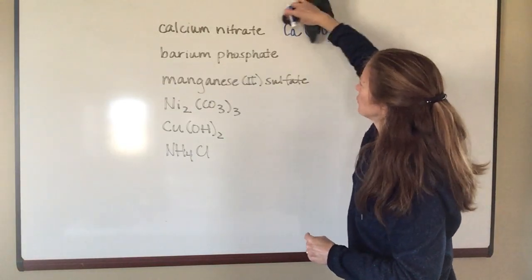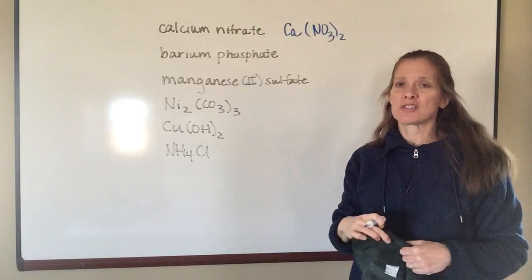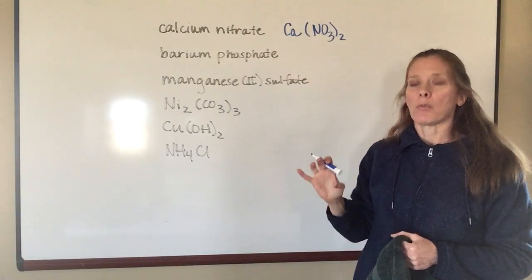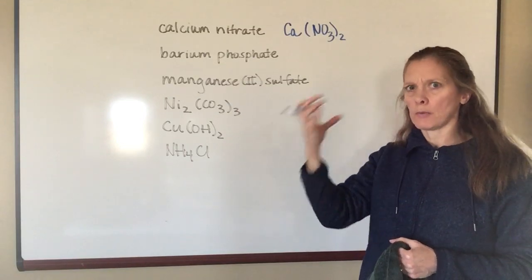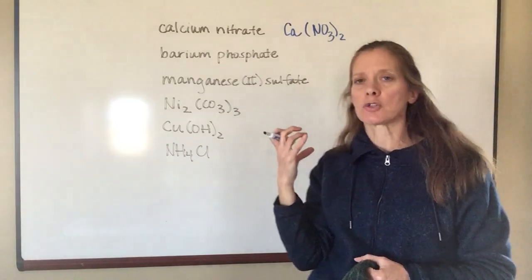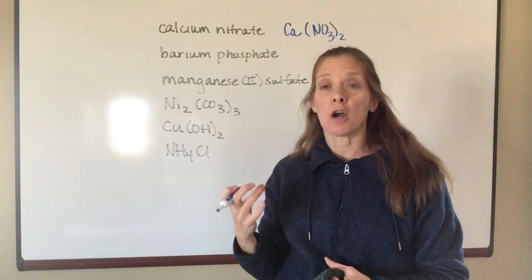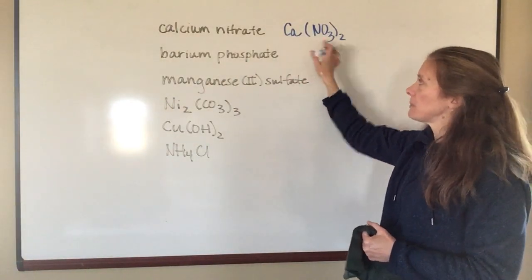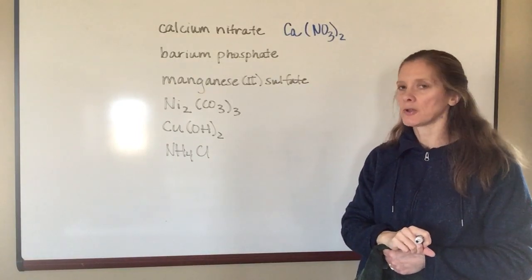Now, after you've written your formula, you don't want to leave the charges up there because the charges are now balanced. I just wrote them up there while I was writing the formula to help put a memory jog so I would remember what the individual charges on each one of those were. Okay, so now this is completely balanced, and that's how I'm going to write the formula for calcium nitrate.